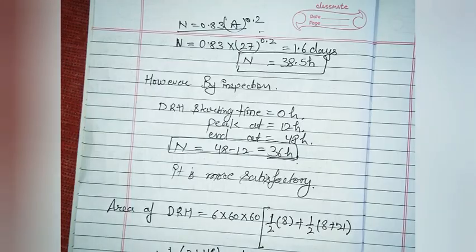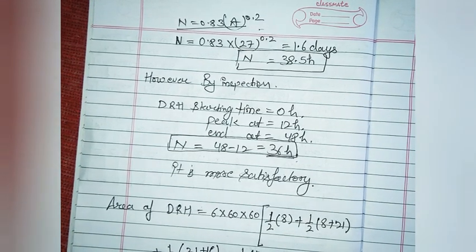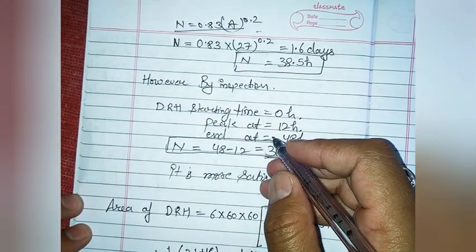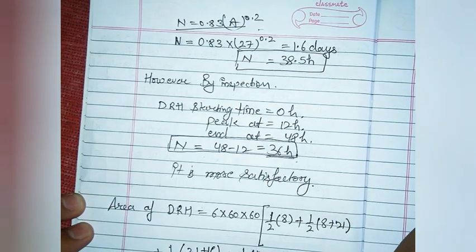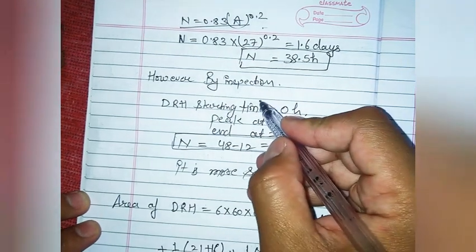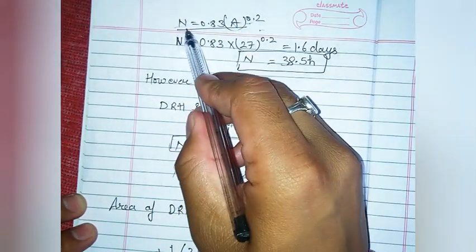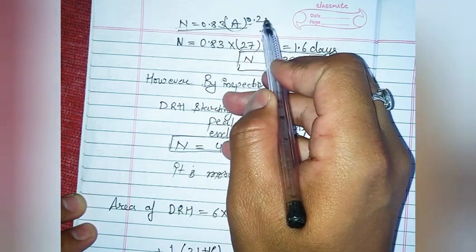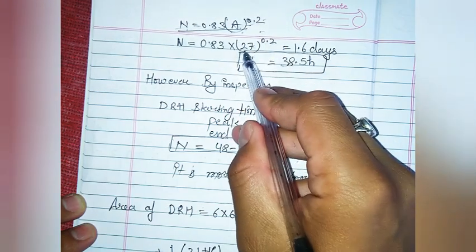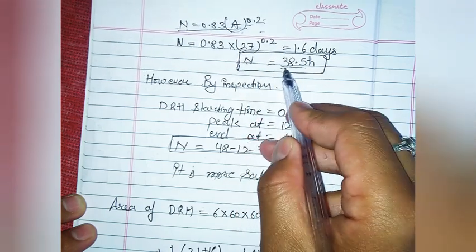Now after plotting the hydrograph for the given data, we'll use the simple straight line method of base flow separation. In that we use an equation first of all to find the value of N. As I have discussed, we'll use the equation N equal to 0.83 A raised to power 0.2, where A is the area of the catchment, given as 27. We put the value here and it comes out to be 38.5 hours.